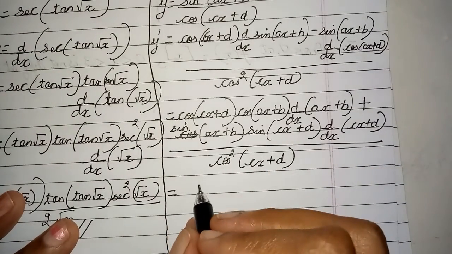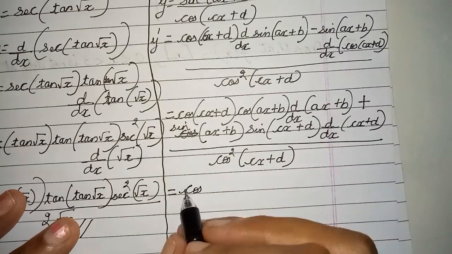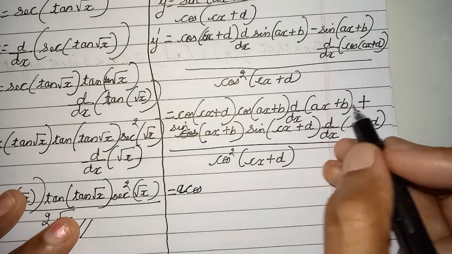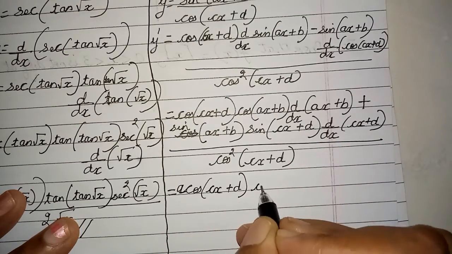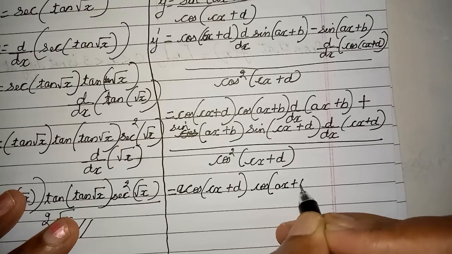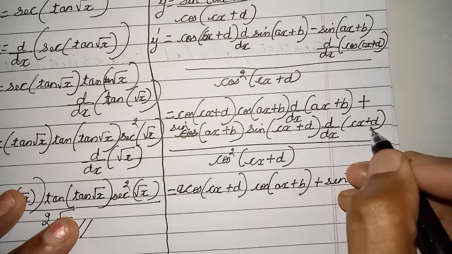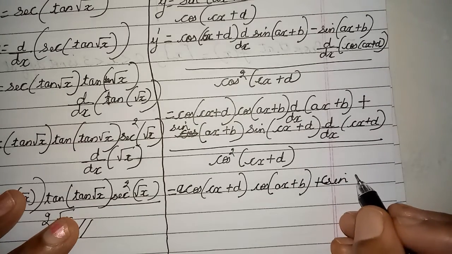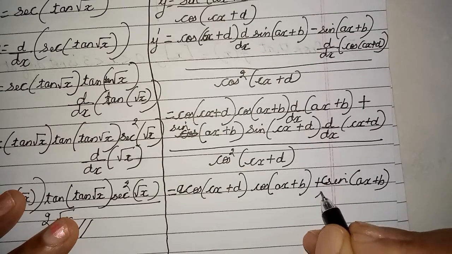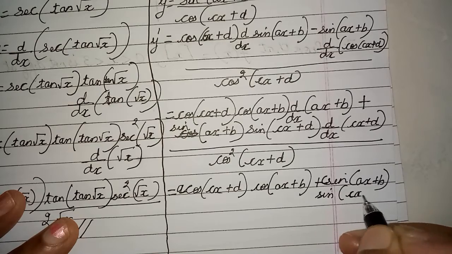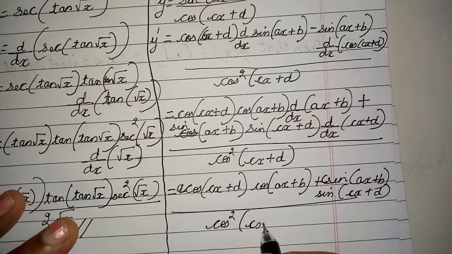This is a different angle, so you can't do anything, you have to write it here. The derivative of ax plus b is a, because the derivative of x is 1 and b is a constant. So it is a cos of cx plus d cos of ax plus b minus, sorry, not minus, the derivative of cx plus d is c, so c times sine of ax plus b and sine of cx plus d, upon cos square cx plus d.